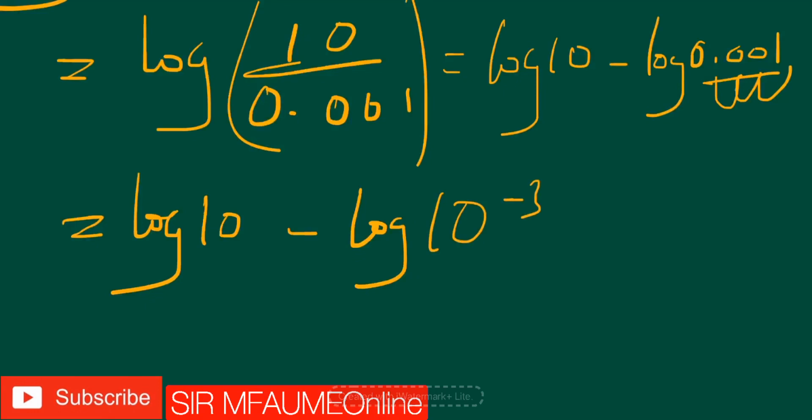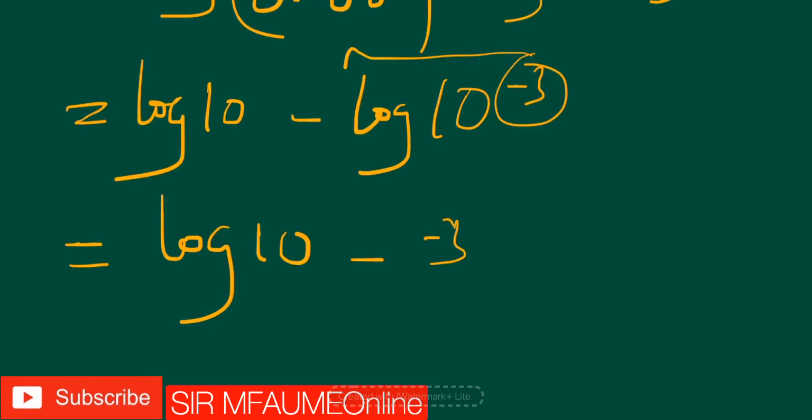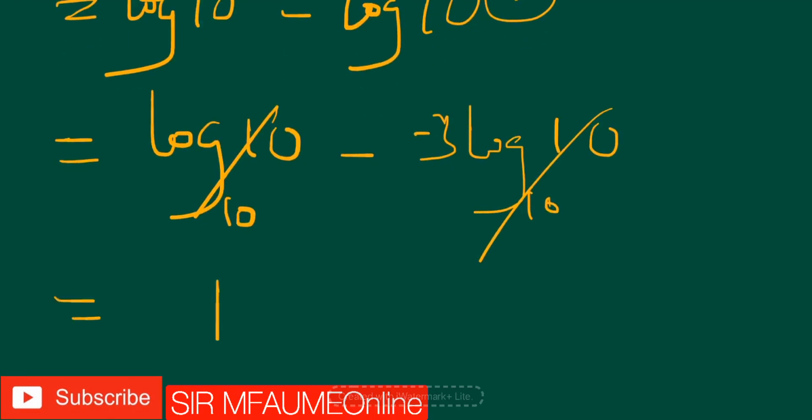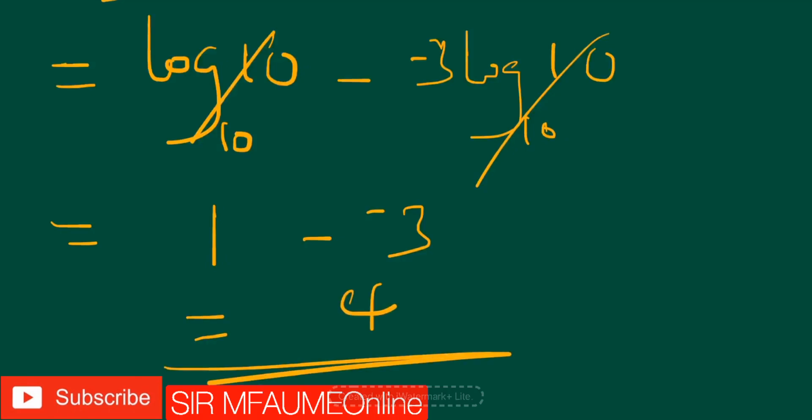This exponent can be shifted to this side. So now my question will be as follows: log 10 minus, this is negative 3, so when I shift it to this side it will be negative 3 here, log 10. But this log 10 is under base 10, and this log 10 doesn't have a base, it means under base 10. So log 10 here cancels, and this one cancels to be equal to 1. So at the end of the day we are left with 1 minus 1 times negative 3. This is 1 minus negative 3, and we find this equals 4. And this will be the end of this question.